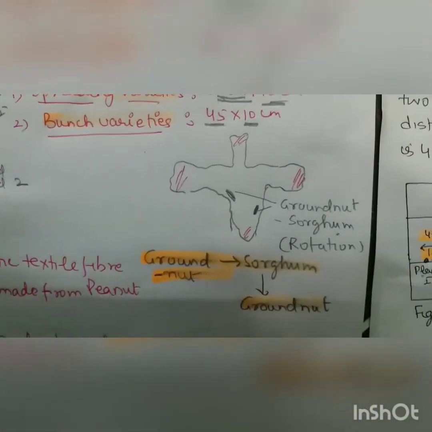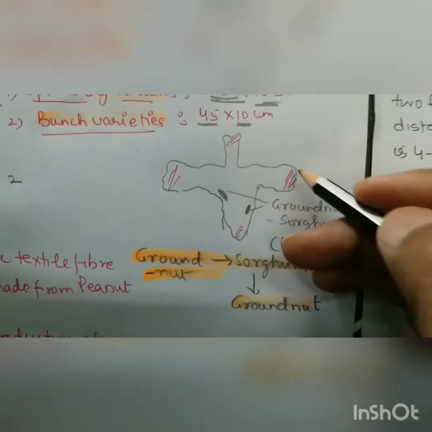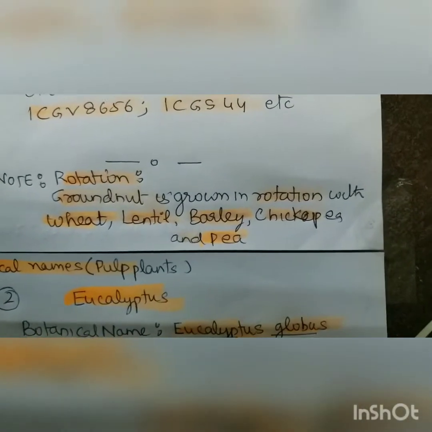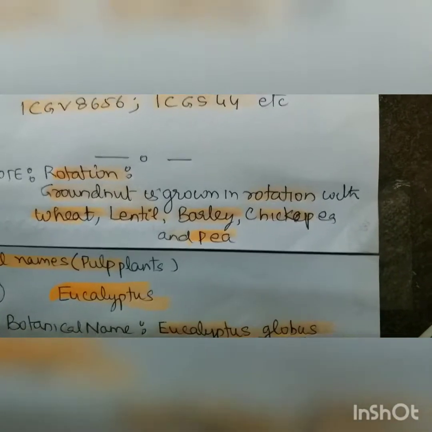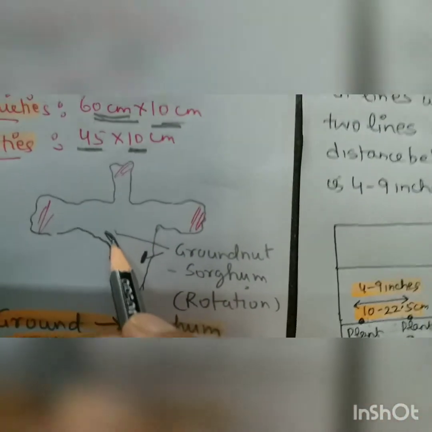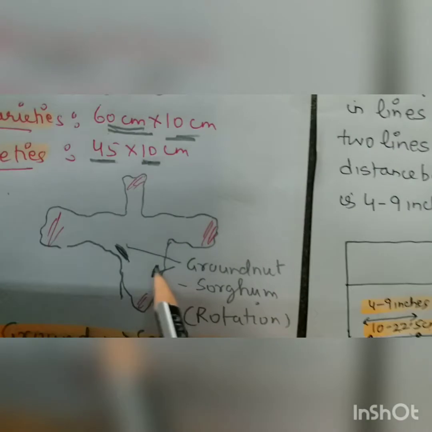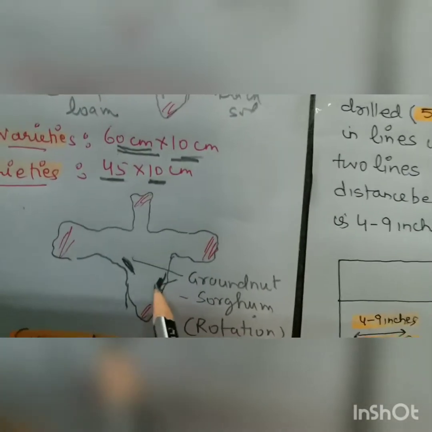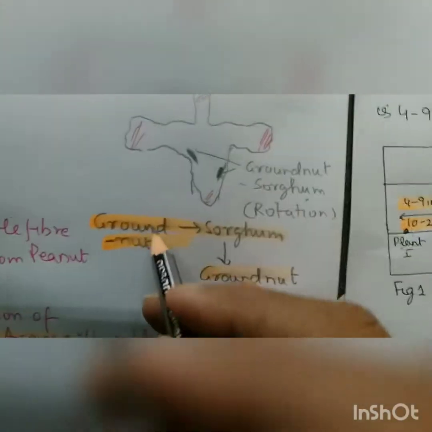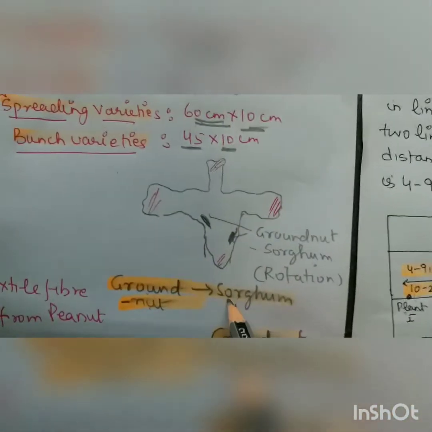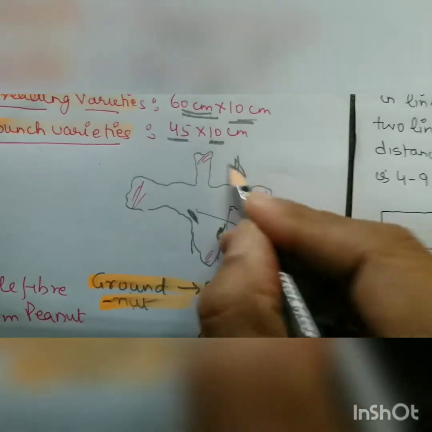And here I just want to mention that groundnut is basically rotated with the help of wheat, lentil, barley, chickpea and pea. So this is the rotation groundnut will go through. But in case of two areas, Maharashtra, Karnataka and Andhra Pradesh, the groundnut is every time rotated with sorghum. Groundnut, sorghum, groundnut, sorghum, groundnut. So this is very important.